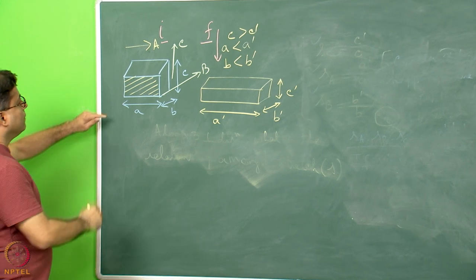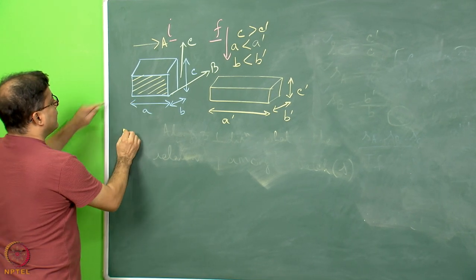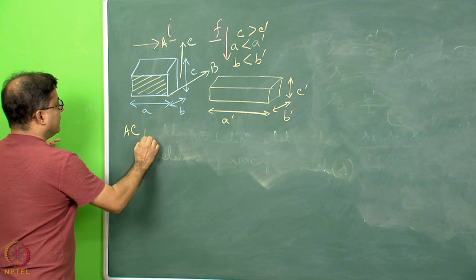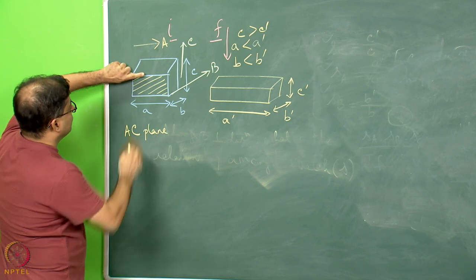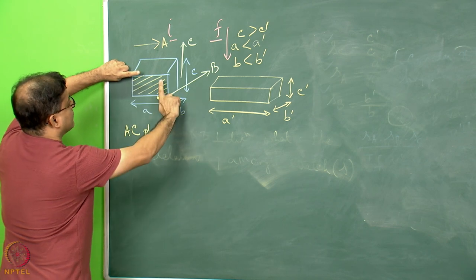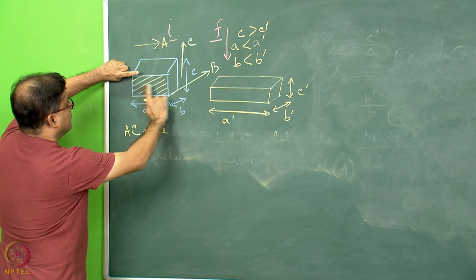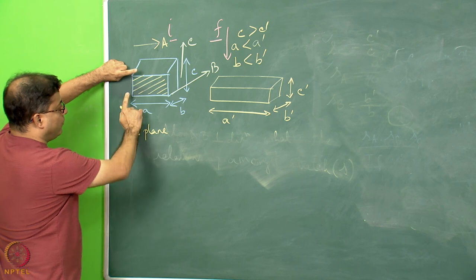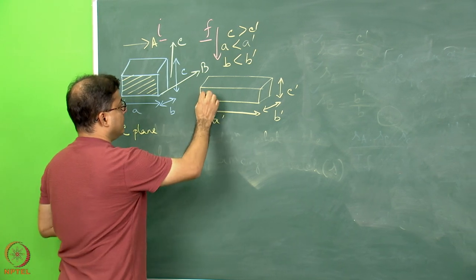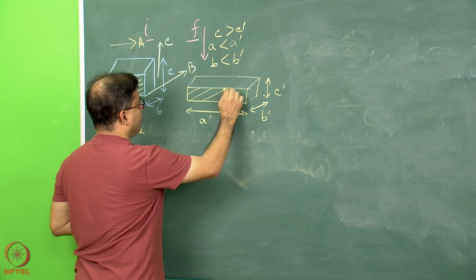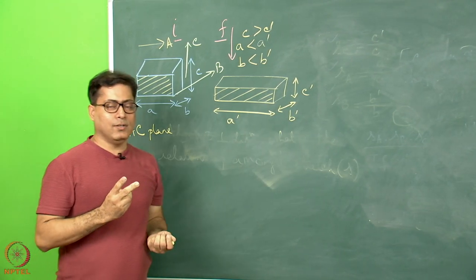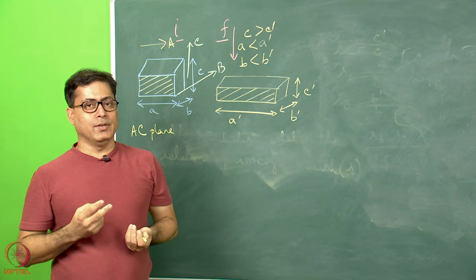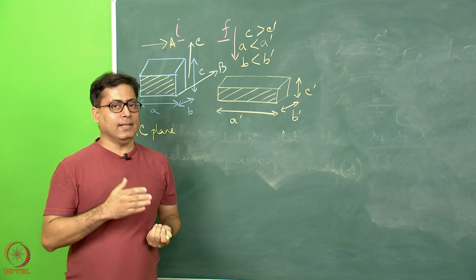So what is this plane? We can call this plane the AC plane. Why? Because the A axis is here, and this is the C axis. A plane containing the A and C axes is called the AC plane before deformation, and the capital A capital C plane after deformation. Now here, since I am considering two dimensions, I will be considering SA and SC.